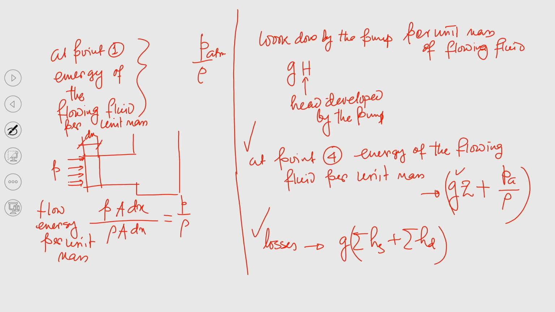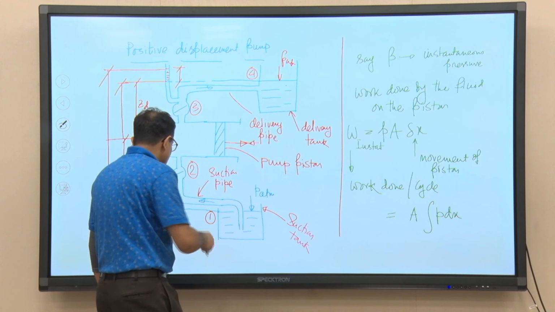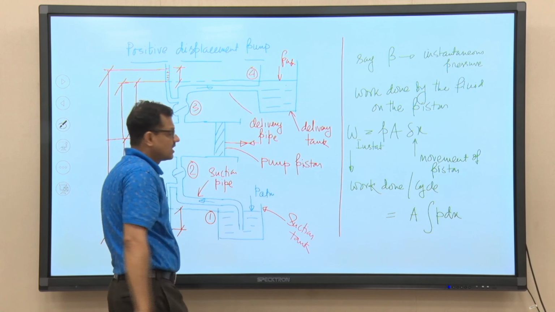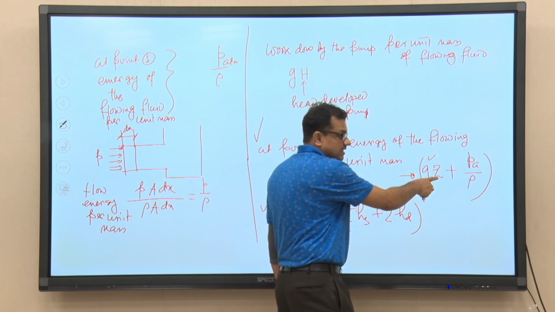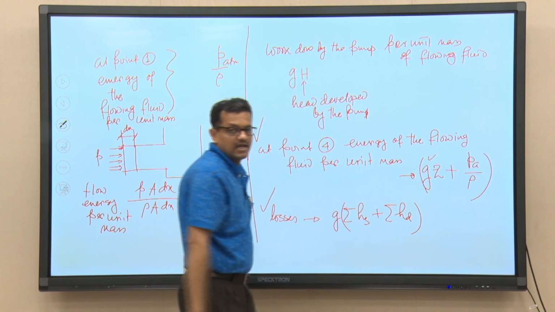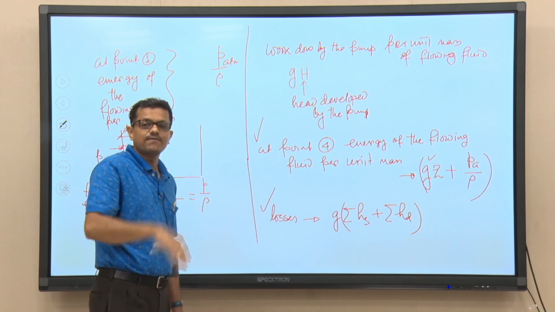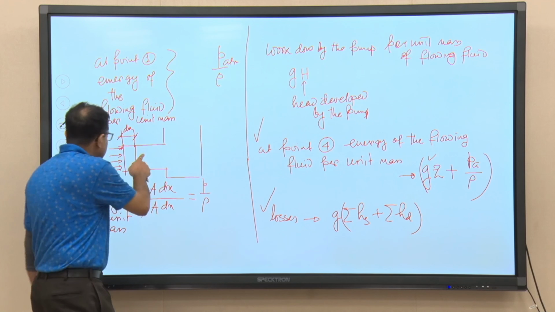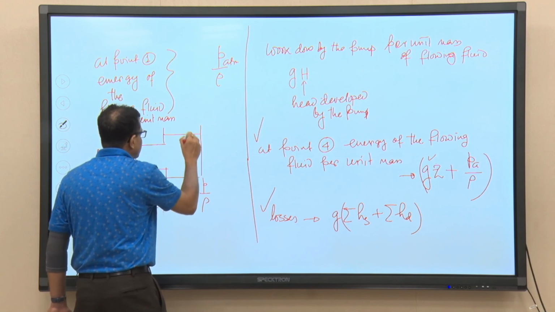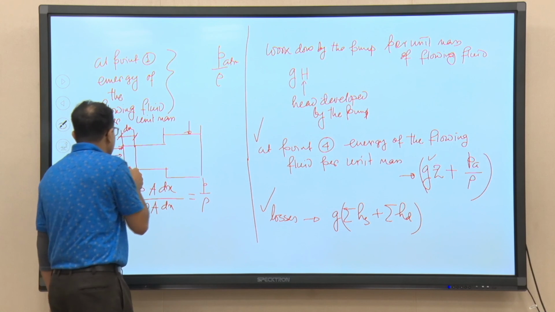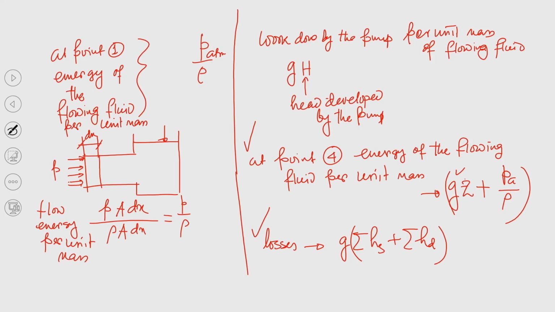So, at point 4 there is Gz, that is to transport liquid from point 1 to point 4, that is G into Z, plus the energy required to maintain the flow at this particular section if it is the delivery valve. So, if it is the delivery valve and this is the atmospheric pressure, you can understand that the energy required to maintain the flow in presence of this pressure is Pa by rho.